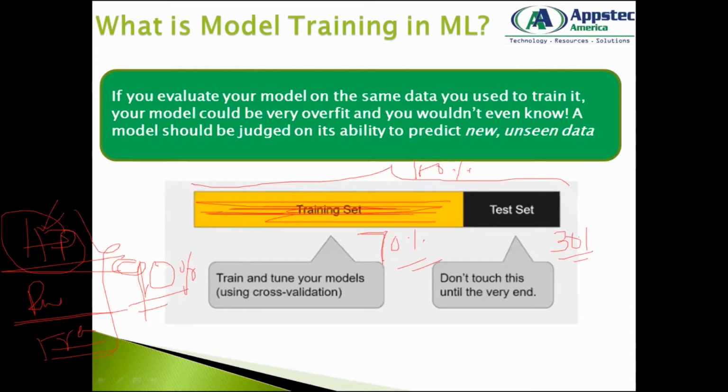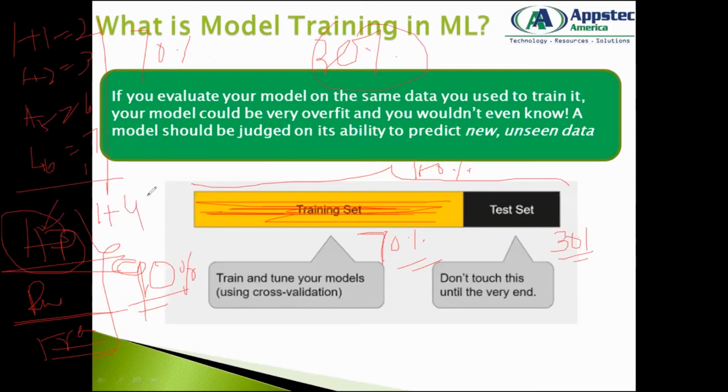Okay. Now, let's say I've trained my model to learn addition. So I've trained it with 1 plus 1 is equal to 2, 1 plus 2 is equal to 3, 1 plus 5 is equal to 6, 1 plus 6 is equal to 7. Like this, I have trained with 70% of my information. Now, how do I test whether it is doing right or not? So I use 30% of my remaining data to test.